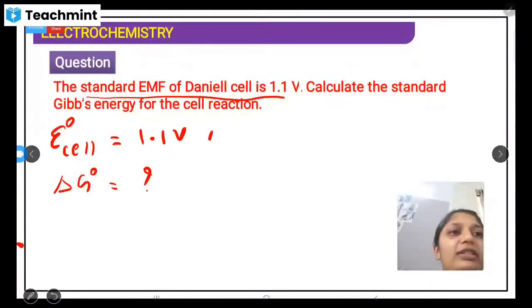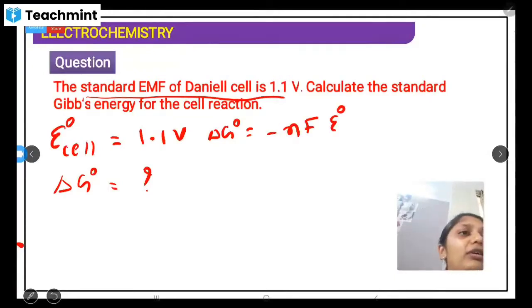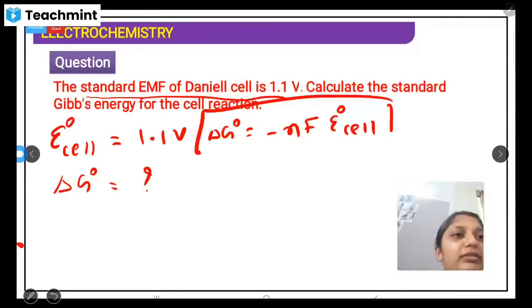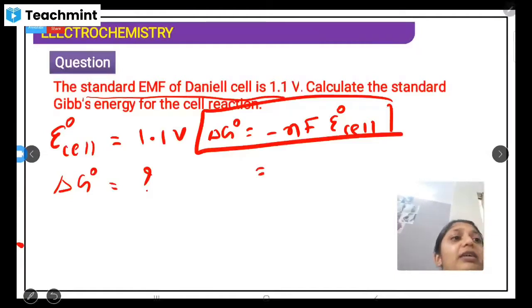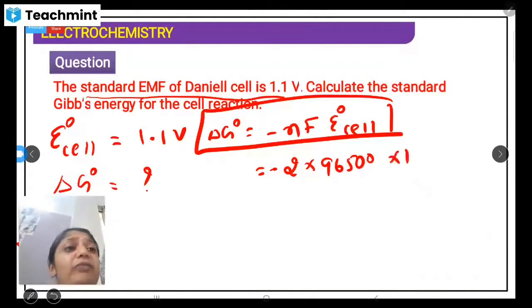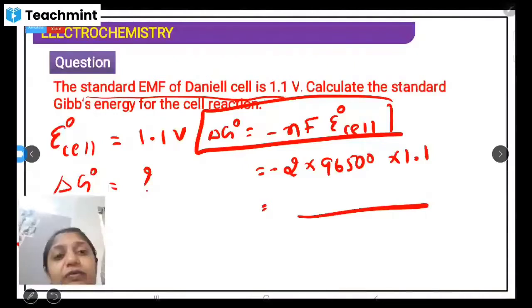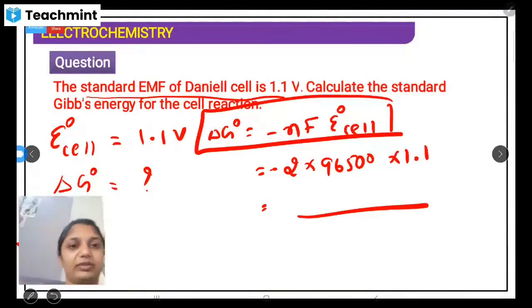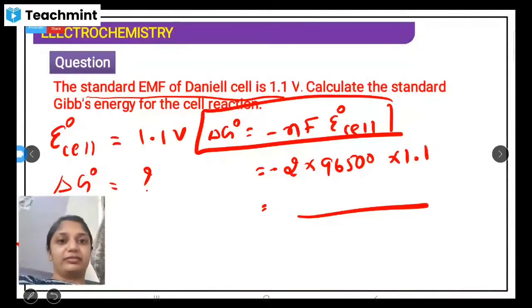Delta G naught is equal to minus nF E naught cell, right? Let's apply this formula. So number of electrons gained and lost in the Daniell cell is 2. 96500 is our Faraday's constant and E naught cell is 1.1 volt, students. So now can you tell me what will be the value of delta G here? What will be the value of delta G? It will be -212,300.